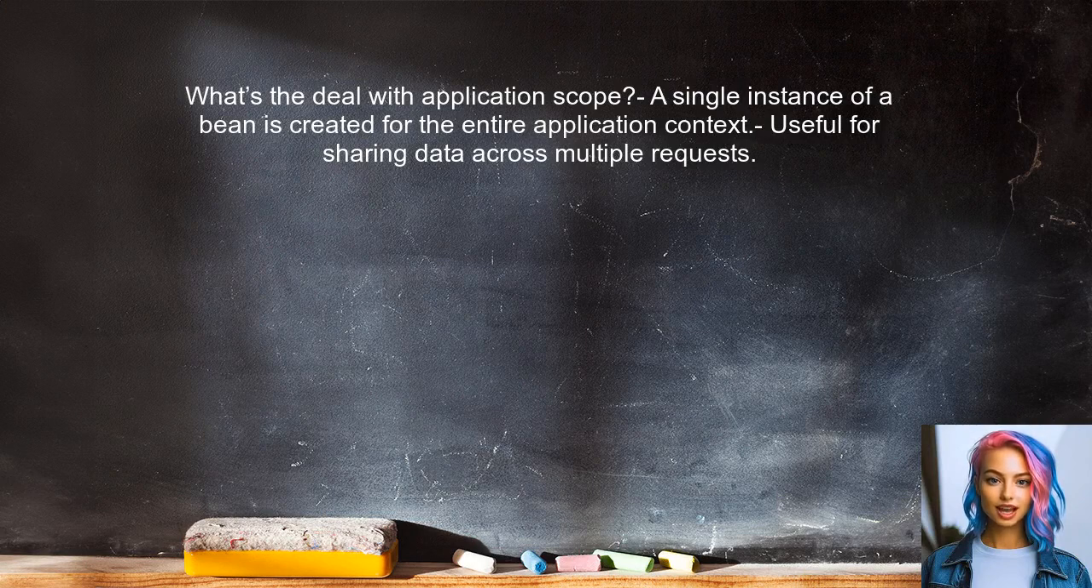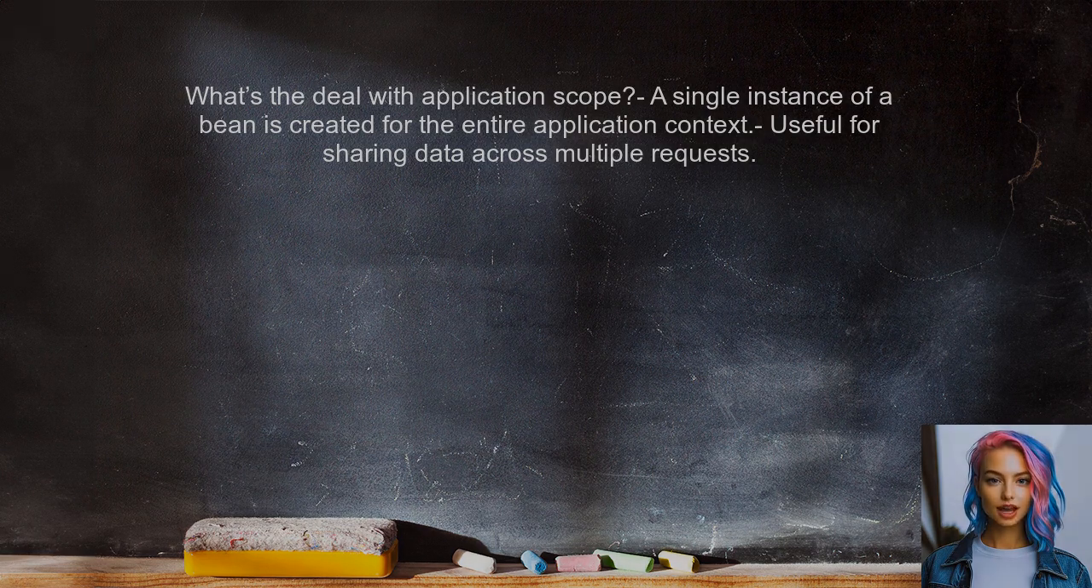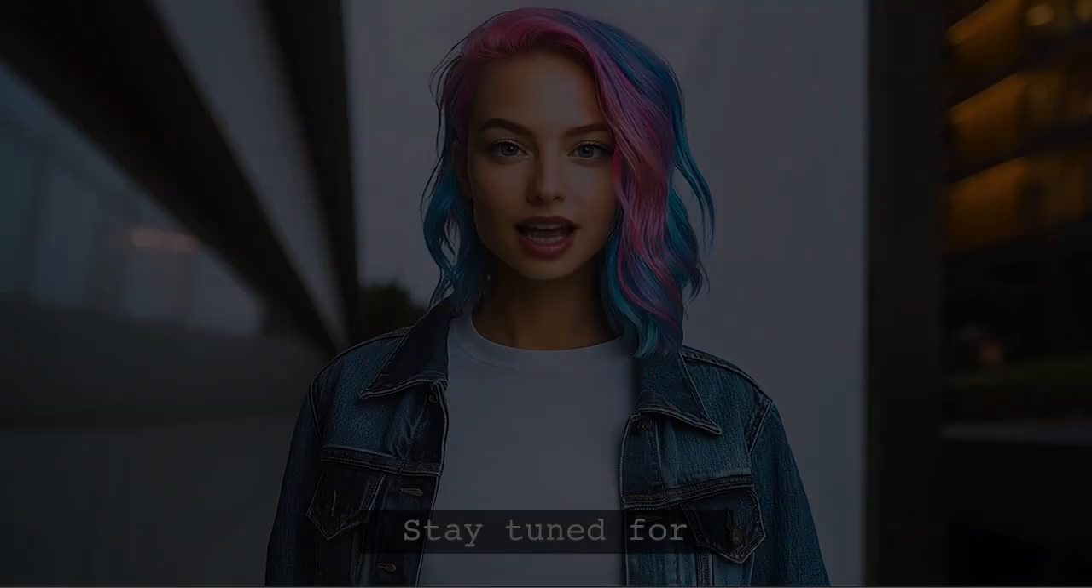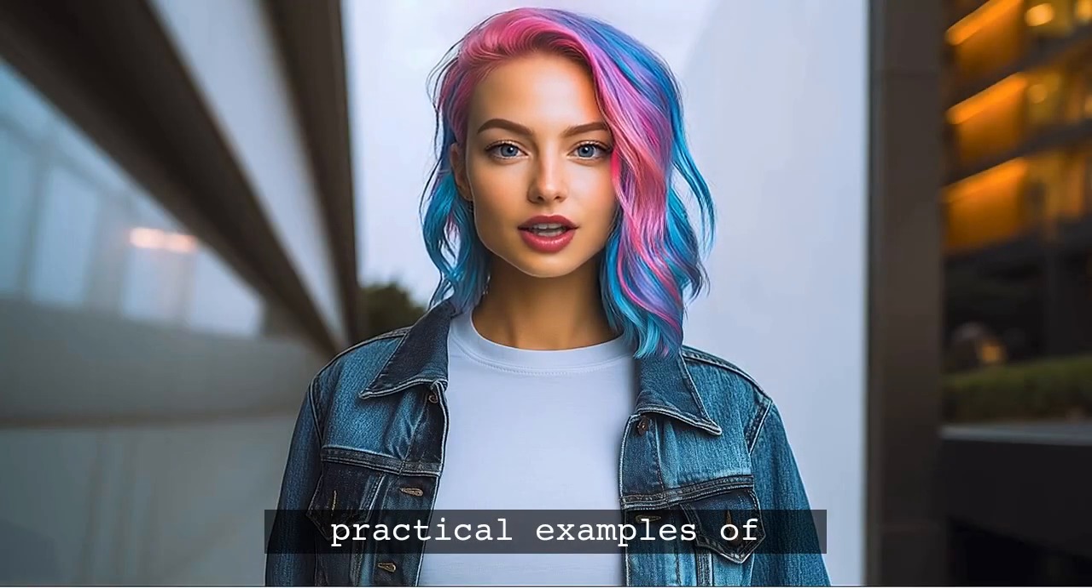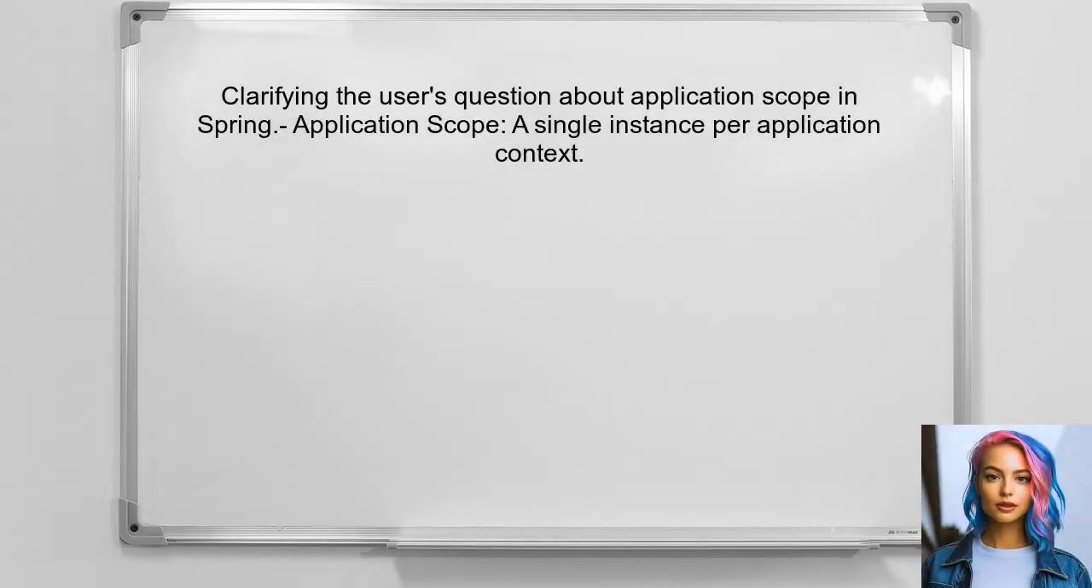In Spring, application scope means that a single instance of a bean is created for the entire application context. This can be really useful in certain scenarios, especially when you want to share data across multiple requests. And stick around. I'll share some practical examples of when to use application scope and how it can benefit your Spring applications. To clarify the user's question about application scope in Spring, it is indeed a valid scope.